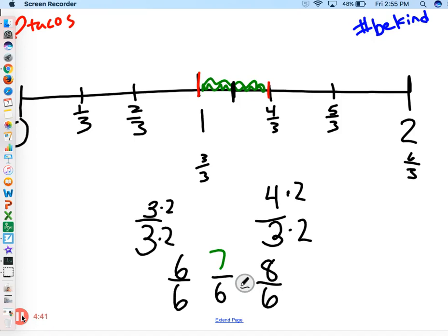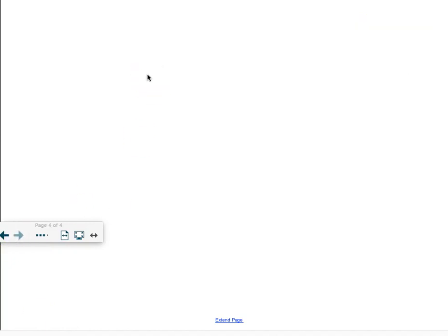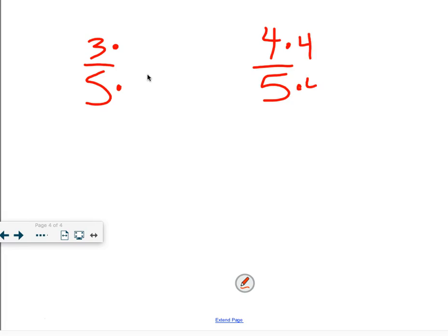Another thing you could do is you can find several fractions between a fraction. Let's say we have 3/5 and 4/5, and I want to find several fractions between them. Well, another thing we could do is we could take them times 4. Watch what happens if we take it times 4. We're going to make them both into 20ths.